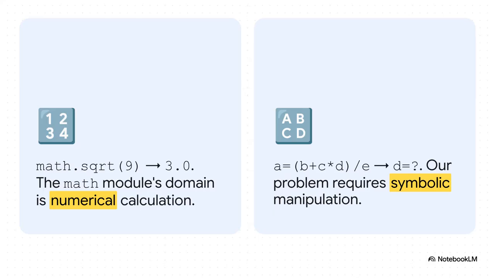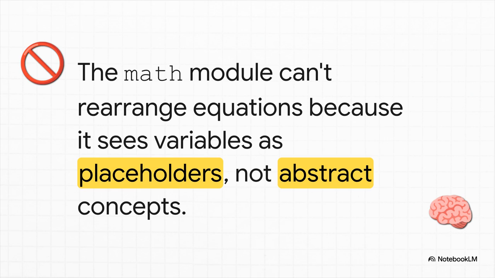And this right here, this really gets to the heart of the problem. On the left, you've got numerical calculation. That's the math module's home turf. But on the right, that's our problem. Symbolic manipulation. It's all about working with abstract symbols like A and B. We're not trying to calculate a value, we're trying to rearrange the very structure of the equation. So at the end of the day, the math module just sees A as a placeholder for some number. It doesn't see it as an abstract concept. It has no idea about the rules of algebra it would need to isolate D. Honestly, trying to make it do this is like asking a calculator to write a poem. It is just fundamentally the wrong tool for the job.